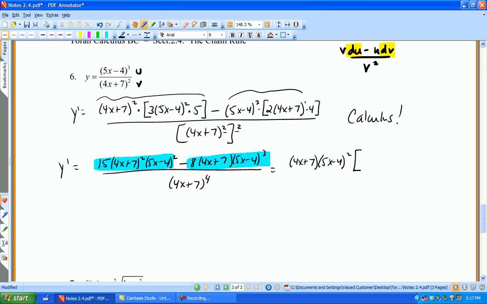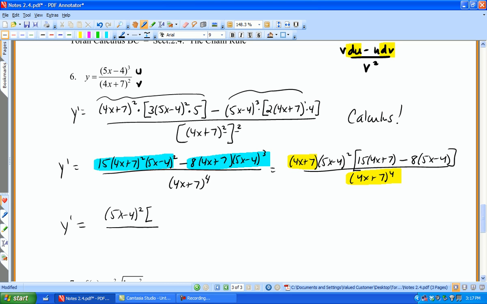If I factor that out of the first term, I'm left with a 15 times a (4x plus 7), minus, in the second term, I'm left with an 8 times a (5x minus 4). And the whole thing is still over (4x plus 7) to the fourth. All right, we're almost done now. So the next thing I notice now is the (4x plus 7) on the top can reduce with the (4x plus 7) to the fourth on the bottom. So on the top I now have a (5x minus 4) squared times something in the brackets, then I'll work that out in just a second. And the bottom is a (4x plus 7) to the third.